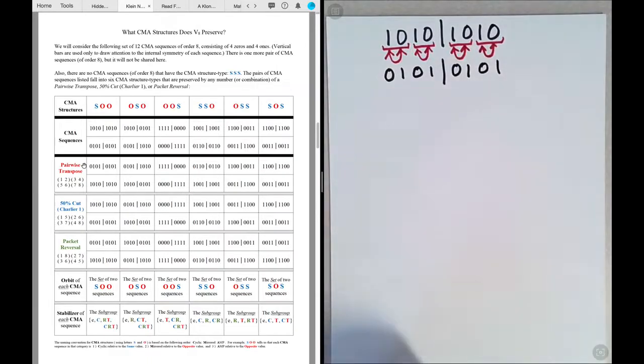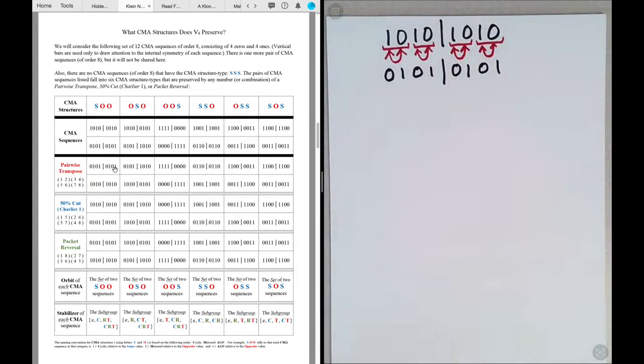And there you go. We have just confirmed that, in fact, the pairwise transpose, when acting upon this CMA sequence, will give you this CMA sequence here. Okay, so there's a bit hiding. So that takes care of the streamlined way to calculate and figure these out.